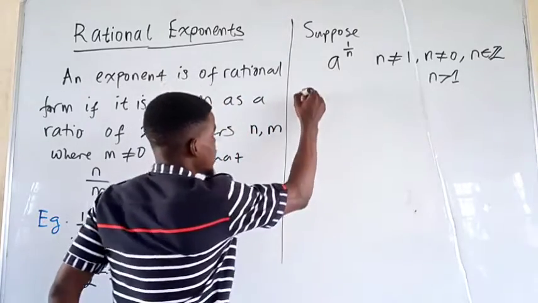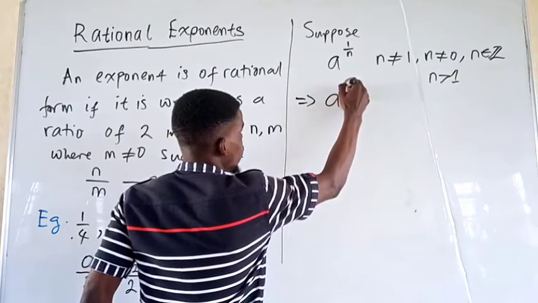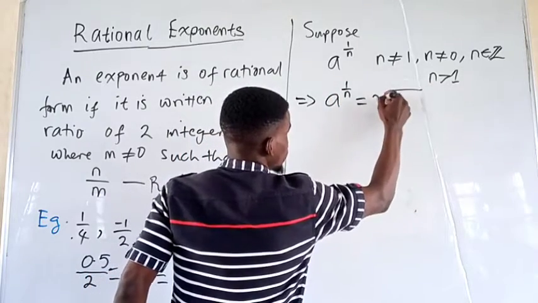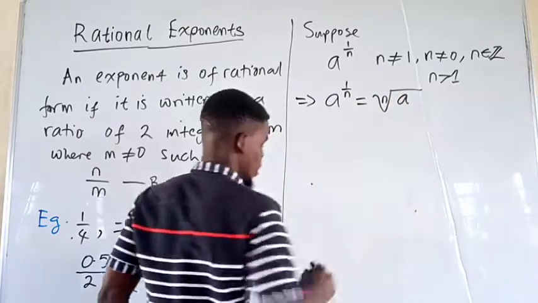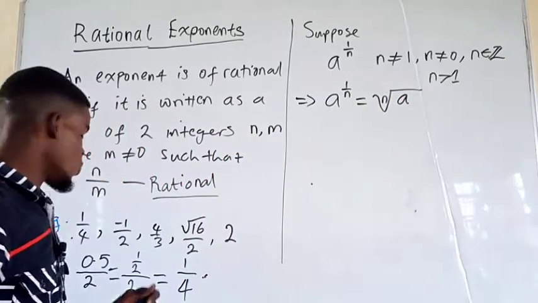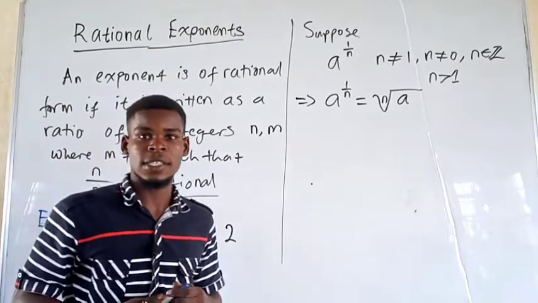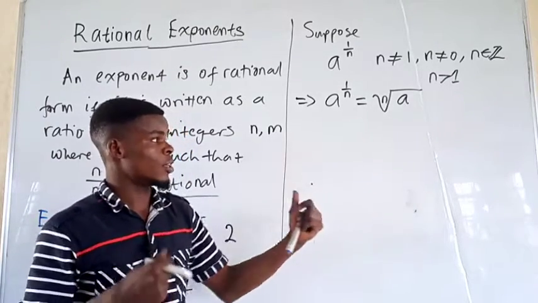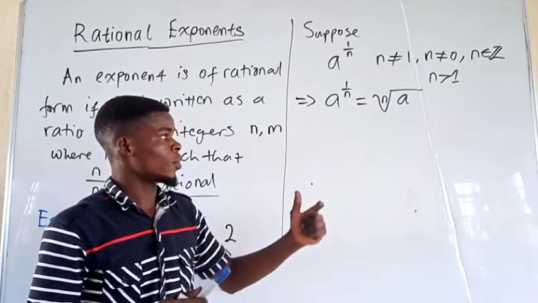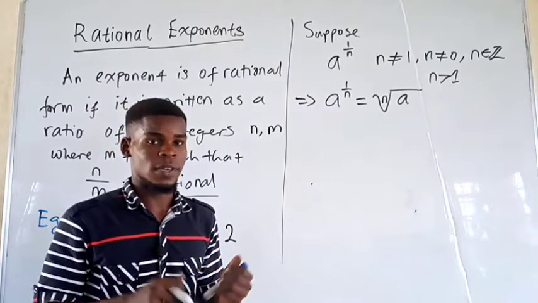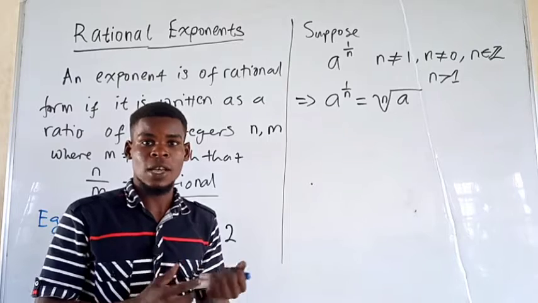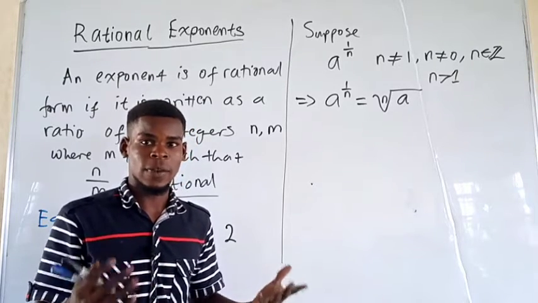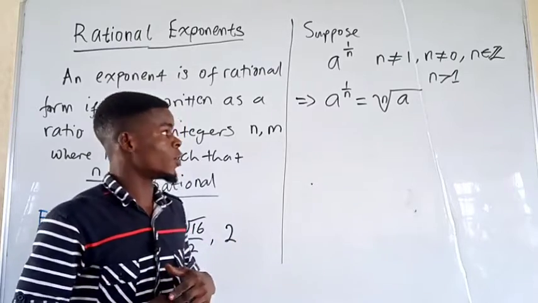Then it implies that a raised to the power of 1 over n can be written as the nth root of a. Okay, so in one of our videos, when we were talking about the laws of indices, law number 6 talked about the rational exponent, and I believe you understood. If you haven't watched that, it will be necessary to check out the laws of indices, because that is what we build on. That's the kind of foundation for this particular topic.